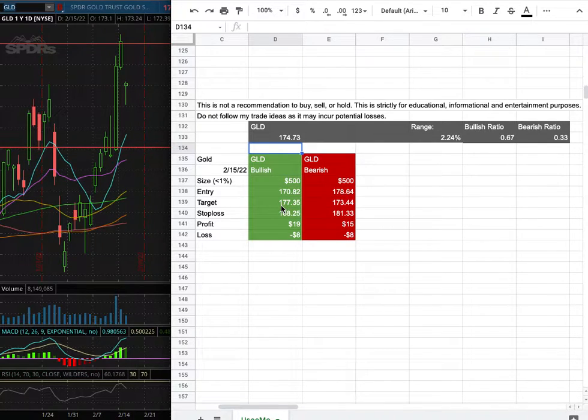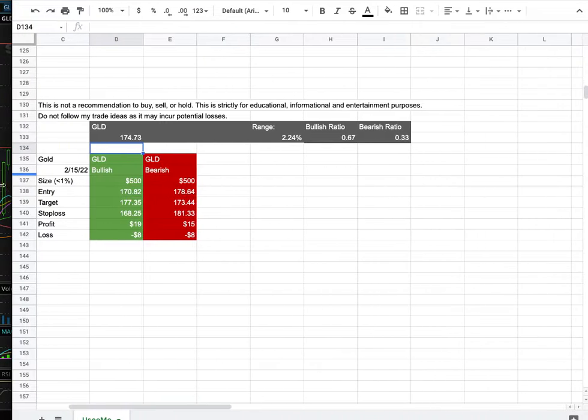My sell target is at $177.35, and my stop loss is at $168.25. However, if I were to open a short position, my entry is at $178.64, and that is this range here. My sell target is at $173.44, and my stop loss is at $181.33. So whichever entry price were to hit first, that'll be my position of the week.